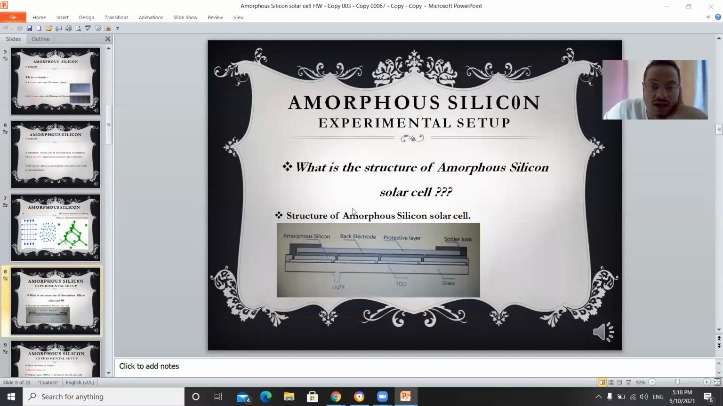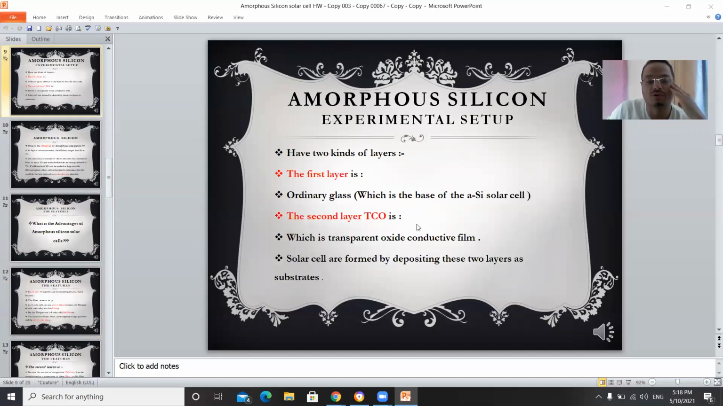structure. And now let's talk about the structure of the amorphous silicon solar cell. This figure illustrates the important parts, like the back electrode, protective layer, and glass, something like that. Now we will talk about all of them.